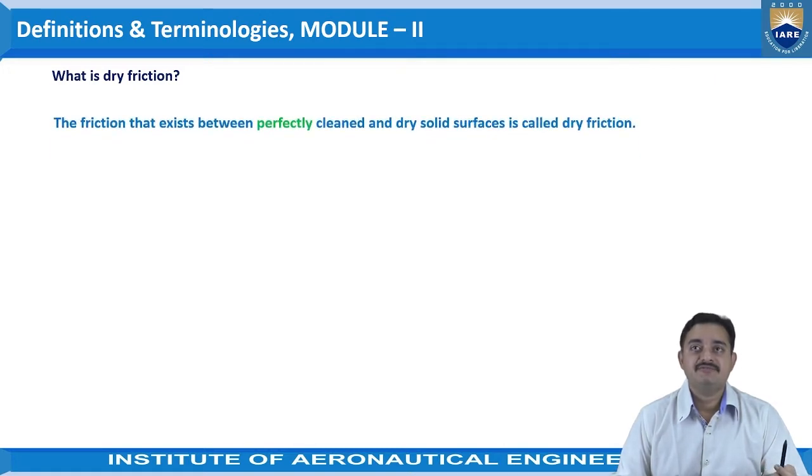So the definition says the friction that exists between perfectly cleaned and dry solid surfaces is called dry friction, right? So there should not be any fluids present between the contacting surfaces of the bodies. Two bodies should be in contact with each other, and these two surfaces in contact should be perfectly clean, and the bodies which apply resistance one over the other is treated as dry friction. The friction that exists between perfectly cleaned and dry solid surfaces is called dry friction.